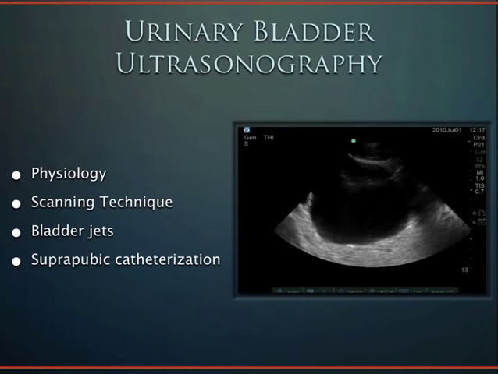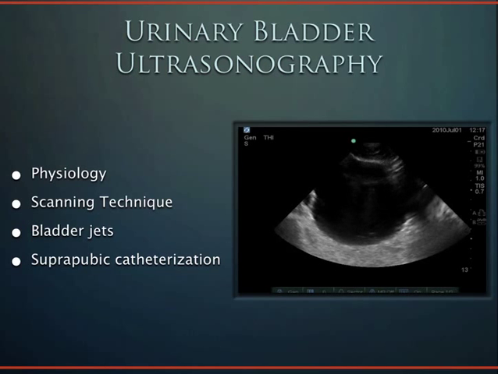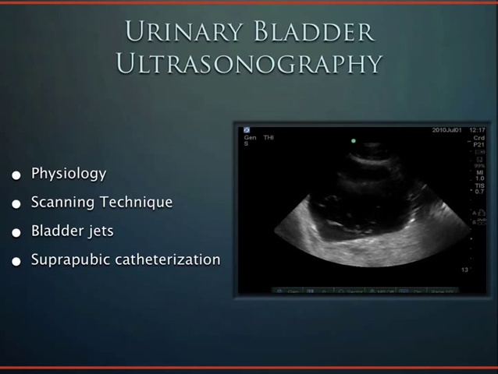We're going to change gears now and talk about the bladder. We're going to move from the kidney and skip the ureters because we can't see them, and we're going to go down to the bladder, okay? And we're going to talk about the physiology of the bladder, some of the scanning techniques we use to look at it. Bladder jets, as you're seeing here, this is a grayscale image of the bladder jet from the ureter into the bladder, and then we're going to talk about a little clinical correlate that we're going to do with suprapubic catheterization.